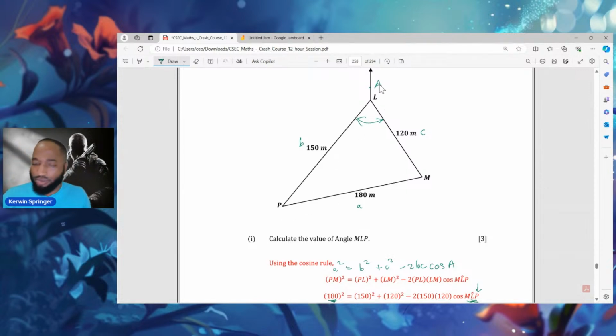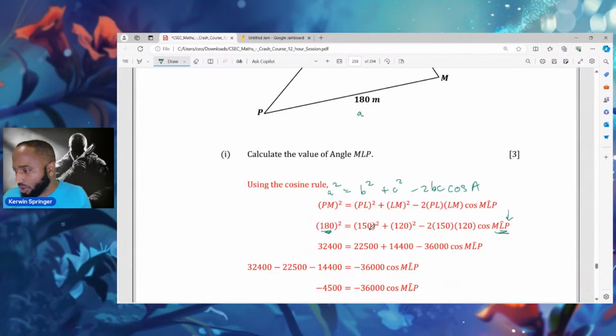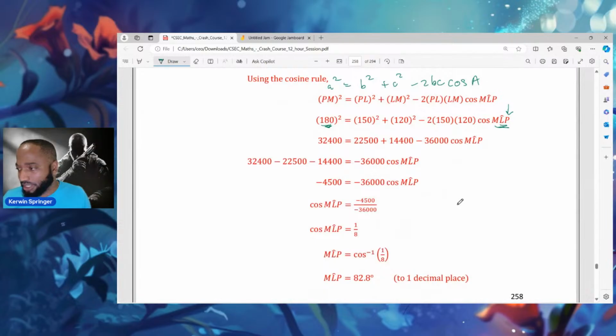MLP is what we're trying to find. I just call it capital A and I substitute like normal. So what's the substitution here? B is 150 squared, boom, bang, bang, bang, bang. Now, I need you all to pay attention to this piece of the working here. You can screenshot it and examine it later. So when I square each of these, I got that. The 2 by that, I got that. It's minus. This is a little unorthodox. Watch this.